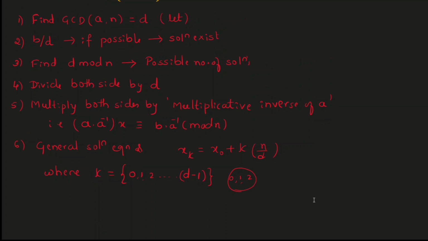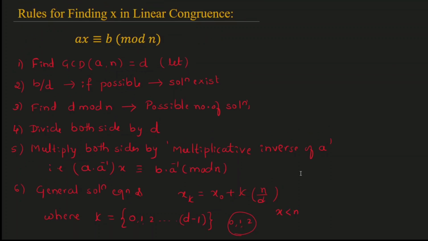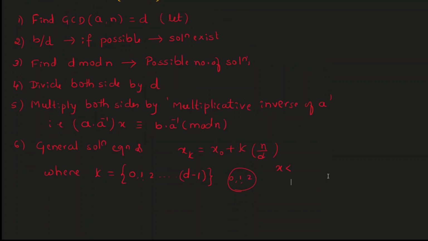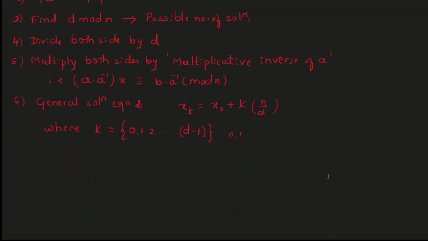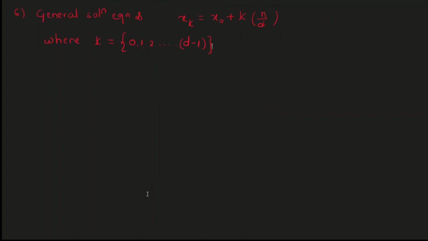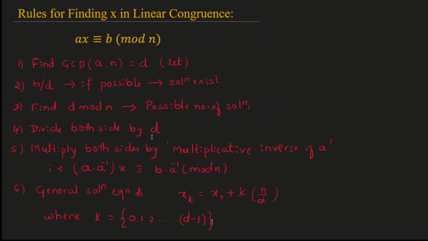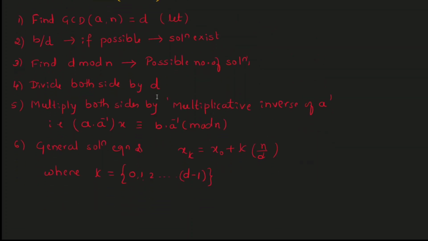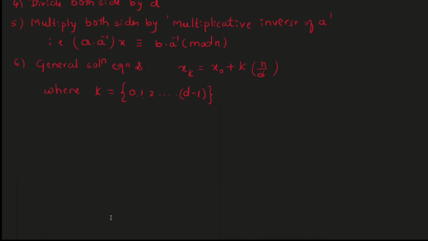After that, whatever x solution you get, you have to substitute values until you get x less than n, whatever n you have in mod n. This is the procedure to solve the given linear congruences. Let us see examples. There are two ways to find the value of x in a linear congruence. One is by following these rules, so we'll check.